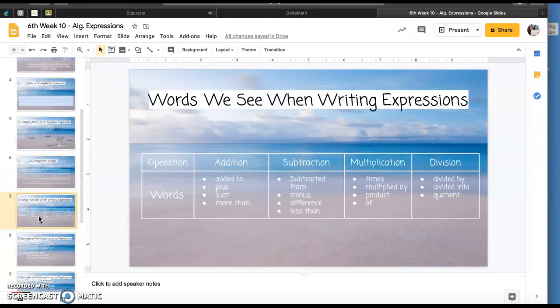So words we see when writing expressions. If we hear the words added to, plus, sum, S-U-M, sum, or more than, we're going to be adding. So you're going to be using addition. That's the operation. If we see these words subtracted from, minus, difference, or less than, then we'll be subtracting. If we see times, multiplied by, product, or of, we'll have multiplication. Of is most of the time. If you say of a number, then you're going to be multiplying. For division, you'll see divided by, divided into, or quotient.